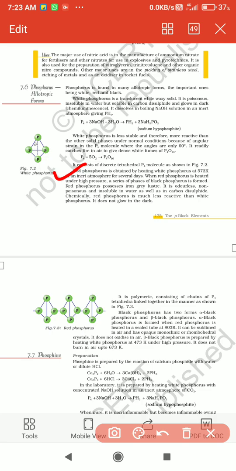And compared to white phosphorus, red phosphorus is a less reactive compound.